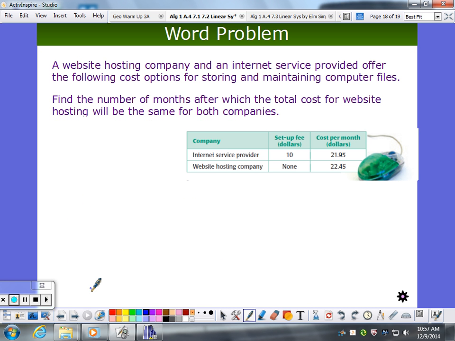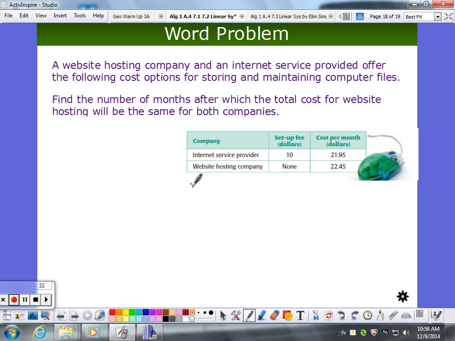A website hosting company and internet service provider offer the following cost options. It's the same kind of idea. So find the number of months where the total cost for the website hosting will be the same. You know, website hosting is you want your own web page, right? This one says it's going to cost you $10, but then it's $21.95 a month. This one's like we don't charge any upfront fee, nothing, but then it's $22.45 a month. So again, how long do you want to keep this website around? If it's only for 1 month, probably cheaper going with this guy. But if you want it for a year, maybe it's better with this guy.